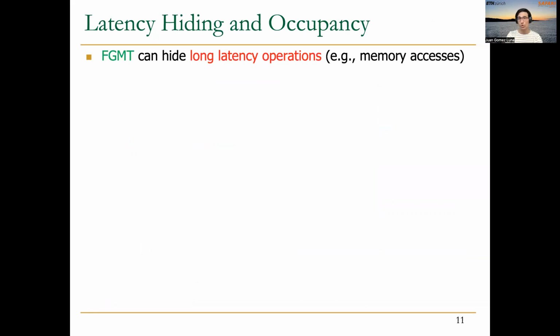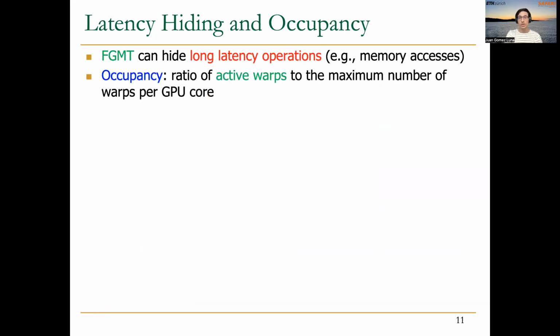But in order to do so, we should have enough threads, enough warps running on the GPU core, or the streaming multiprocessor in NVIDIA terminology, in order to hide those long latency operations. This number of threads, or the ratio of threads or warps that are active with respect to the maximum that we can have in a GPU core, is called the occupancy.